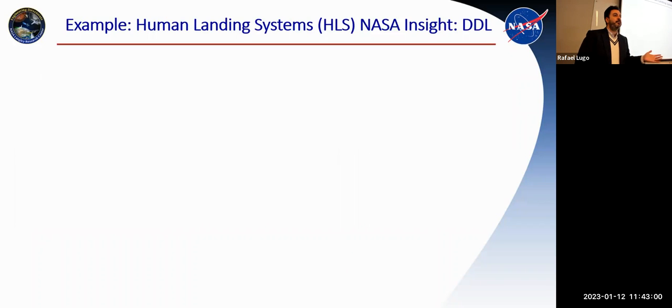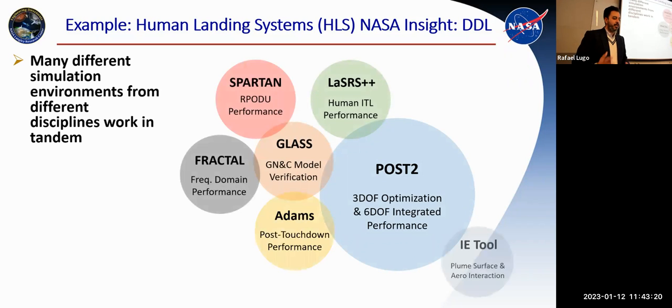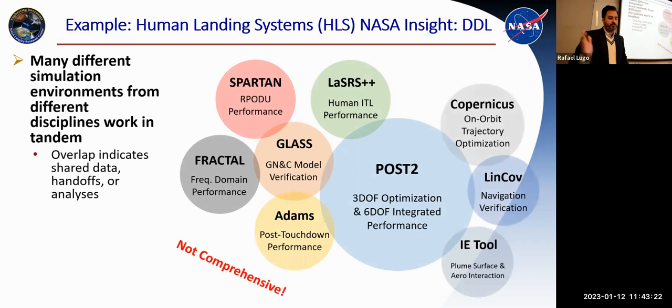And I'm going to give you an example based on my experience on HLS. So I work, as I said, I'm the flight mechanics integrated performance simulation lead for DDL. I don't know if I mentioned that. That's G-orbit descent and landing. So we look at the very last bit of the trajectory. But for HLS, we've got multiple simulations looking at DDL. We've got Post2, GLASS, Lazarus++, Copernicus, Linko, all these different tools. This is not a comprehensive list. There are many, many other simulation tools on HLS that are being used. This is just a snapshot.